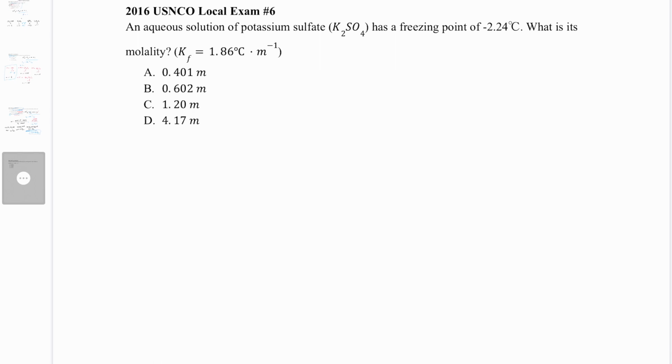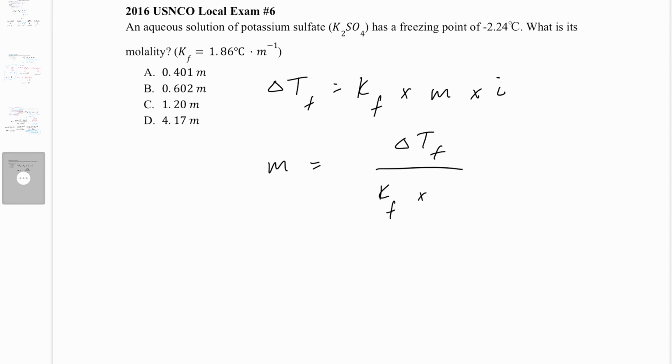An aqueous solution of potassium sulfate has a freezing point of negative 2.34 degrees Celsius. What is the molality? So we're dealing with freezing point, meaning the equation we use is change in TF equals KF times molality times I. Since at the end we're going to want molality, let's rearrange this equation to give us molality. So molality is going to be change in TF over KF times I. And now let's look at the problem to see which of these numbers we're given. We are given change in TF.